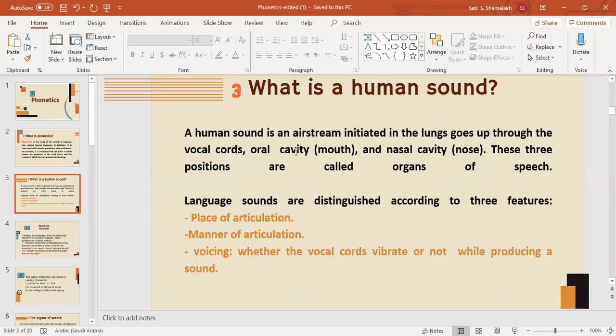A human sound. What is a sound? When you say sound, what is a sound? Sound is air. Air comes out of the mouth or of the nose. Now, when you speak, do you use your eyes to speak? No. Do you use your hand, like writing? No. So you use your mouth. What comes out of your mouth? Air. Modified air, like sounds of language.